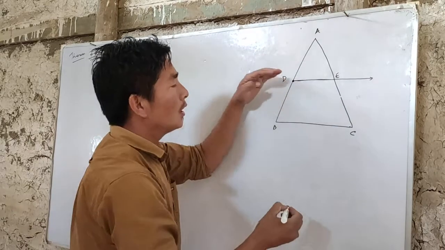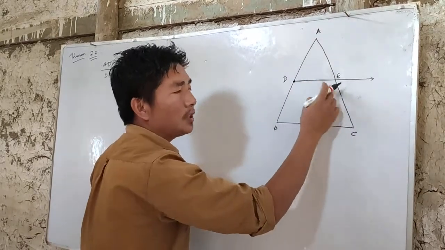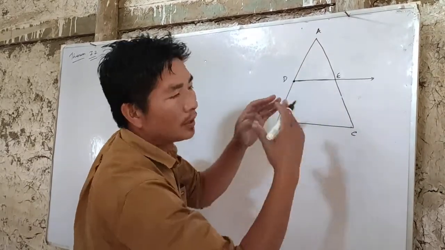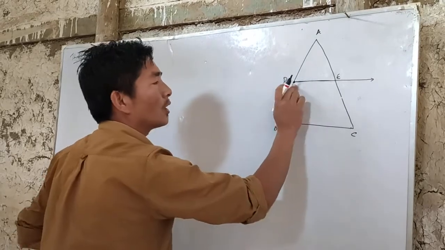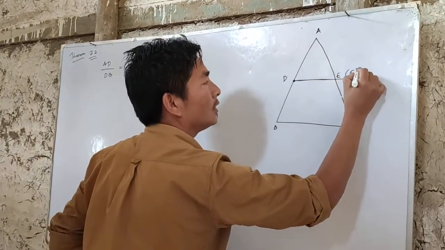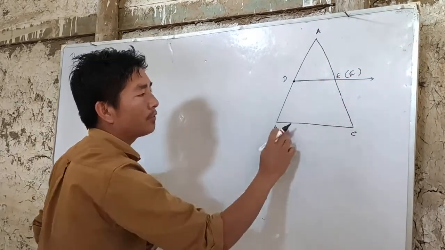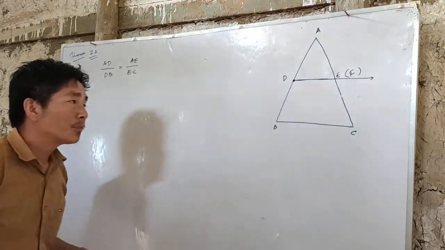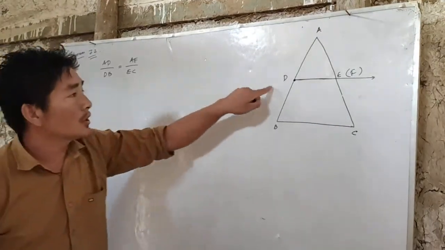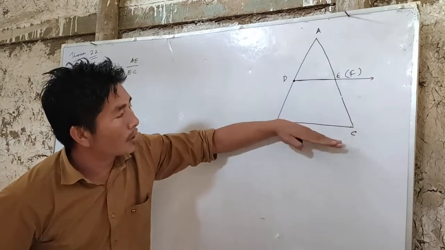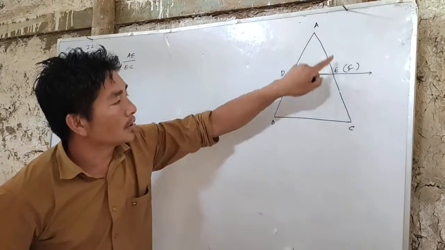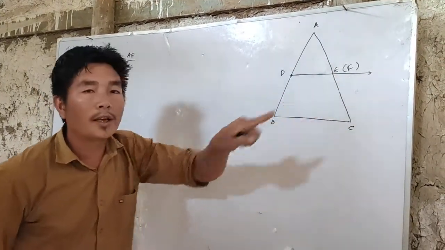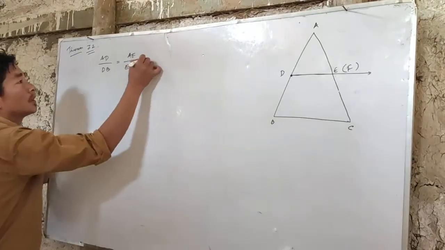Let's consider whether DE is parallel or not. Suppose it is not. Suppose you draw a line DF in such a way that DF is parallel to BC. This is a construction: draw DF parallel to BC, intersecting the other side AC at the point F. Now, this is the given condition.